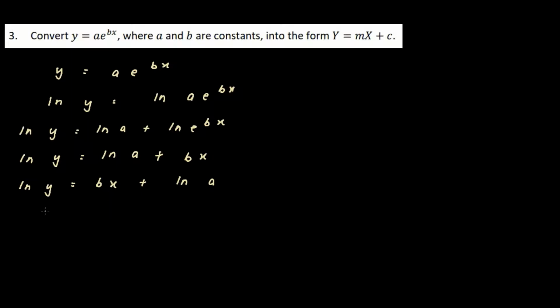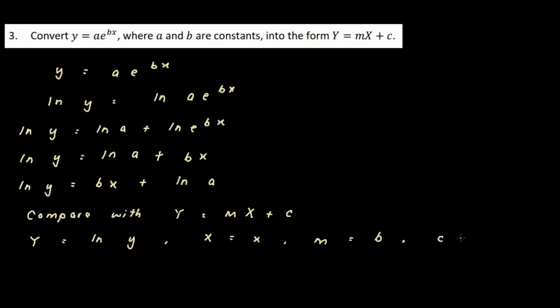So comparing with y equals mx plus c, you can obviously see that y equals natural log of y, your x is still the same x that you have, your gradient will be equal to b, and your y-intercept will be equal to natural log of a. Now let's look at the next example, where we have numbers for the constants so that you can understand it better.